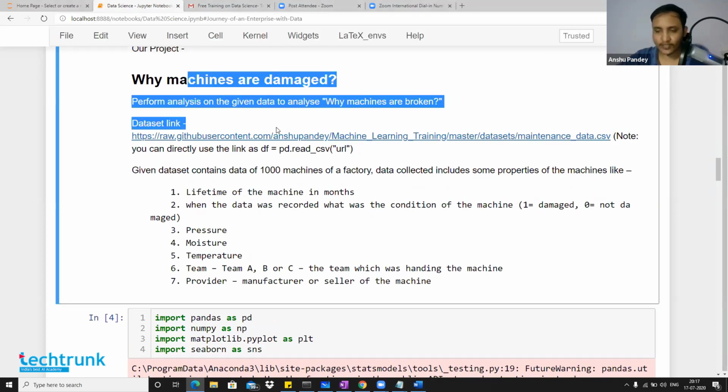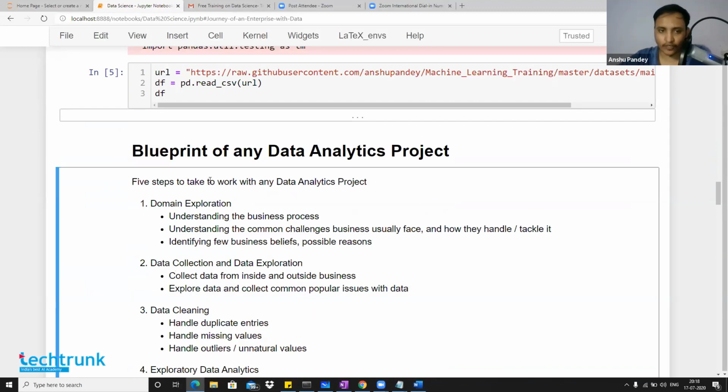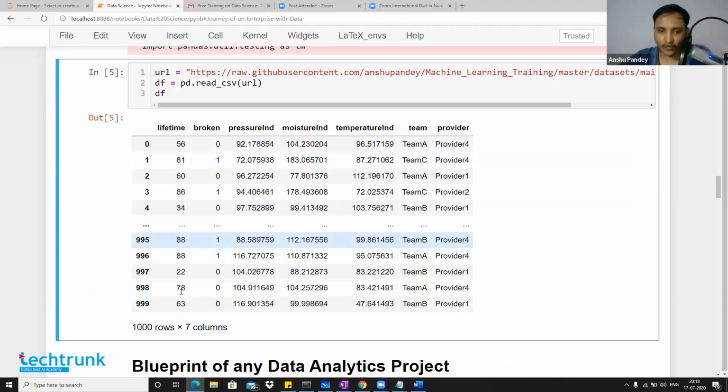We started to discuss about the project that we're going to work with, which is more of an analytics project. And that's where we talked about the idea of why machines are damaged, right? So this is a project that we work with. And as you can see, we have data set of around 1,000 machines with 7 columns. For each machine, we have lifetime, broken, pressure, moisture, temperature, team, and provider, right? So these are the attributes that we have.